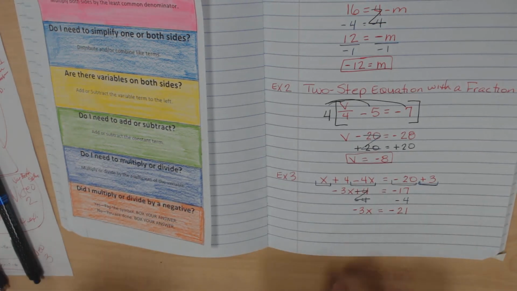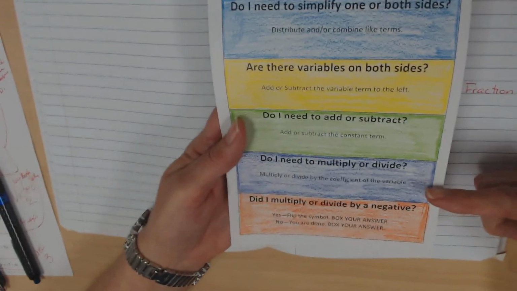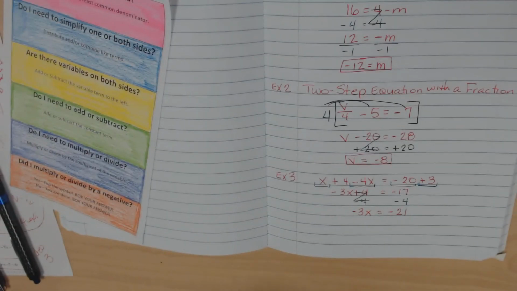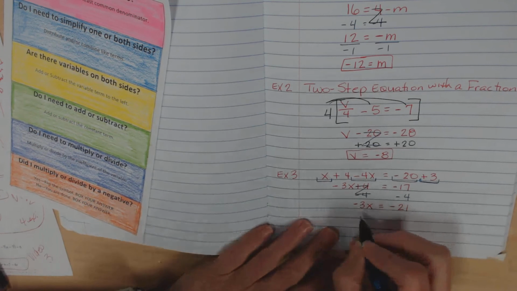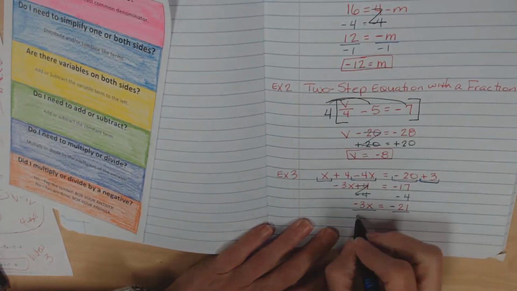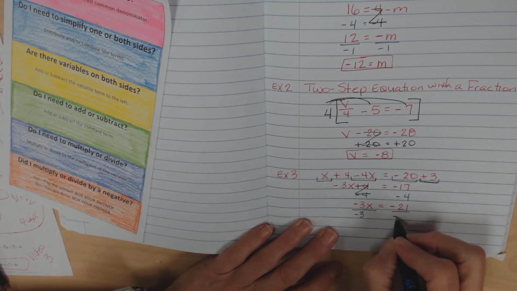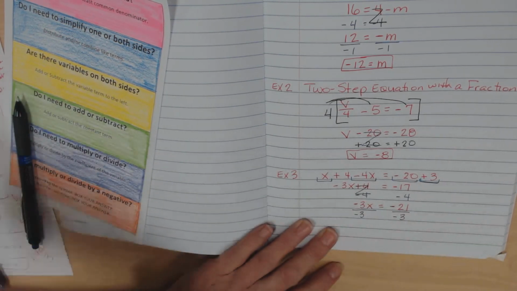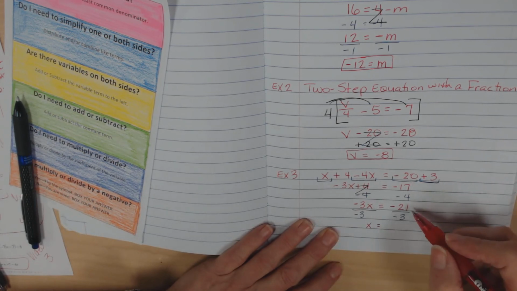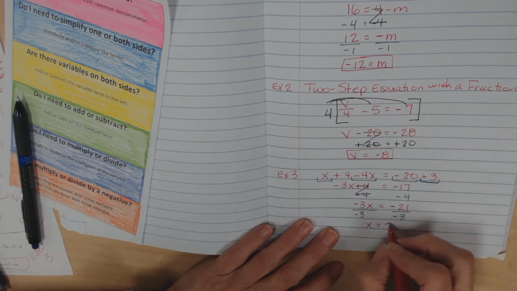Now we are not finished because this variable is not by itself. There's still that coefficient of negative 3. So can I divide or multiply to get rid of that? And yes, I can. If they're multiplying, then I can divide. So I'm going to divide both sides by exactly what is in front of the variable, which in this case is a negative 3. The negative 3's cancel out, leaving the x. And negative 21 divided by negative 3 is positive 7.